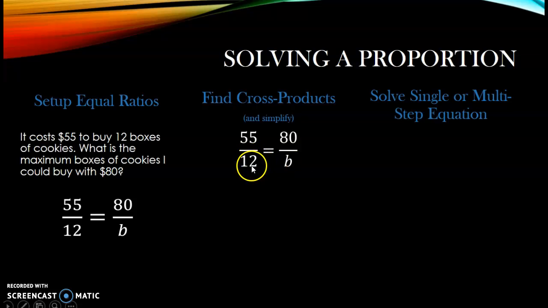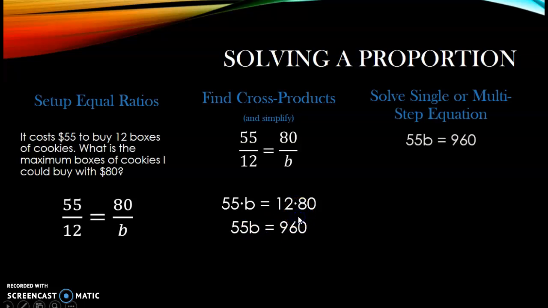We will cross multiply, so 12 times 80, and then we'll write it down. And then we'll go the other direction, 55 times b, and we'll write that down. Once you have that written down, we simplify it. 55 times b is 55b, and 12 times 80 is 960. Now that I have it simplified, I have to isolate b and get it by itself. And so this is just going to be a single step equation.